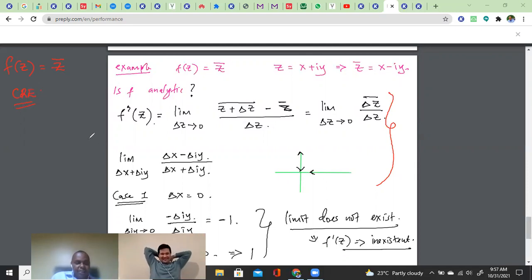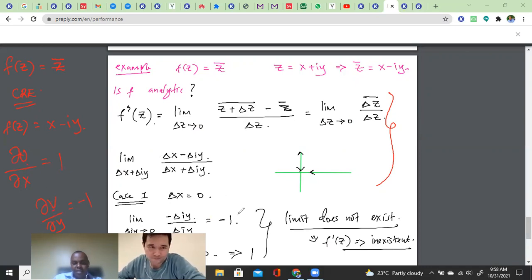So f of z is going to be equal to x minus iy, because z bar is x minus iy. It's not analytic. We can see from here because du dx does not equal dv dy. So du dx is 1. dv dy is -1. You see, the two are not equal. It's -1. Yes, it's -1.